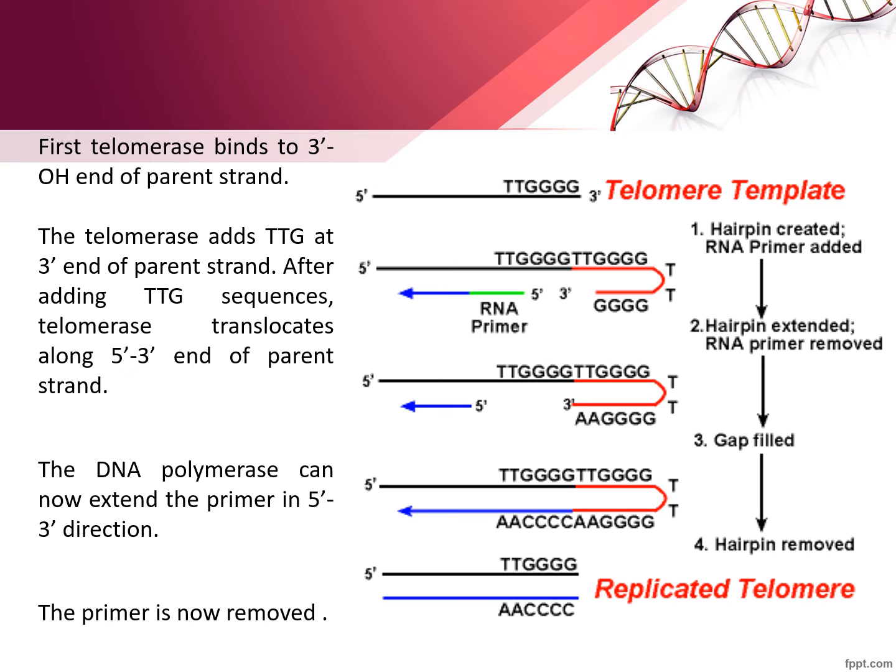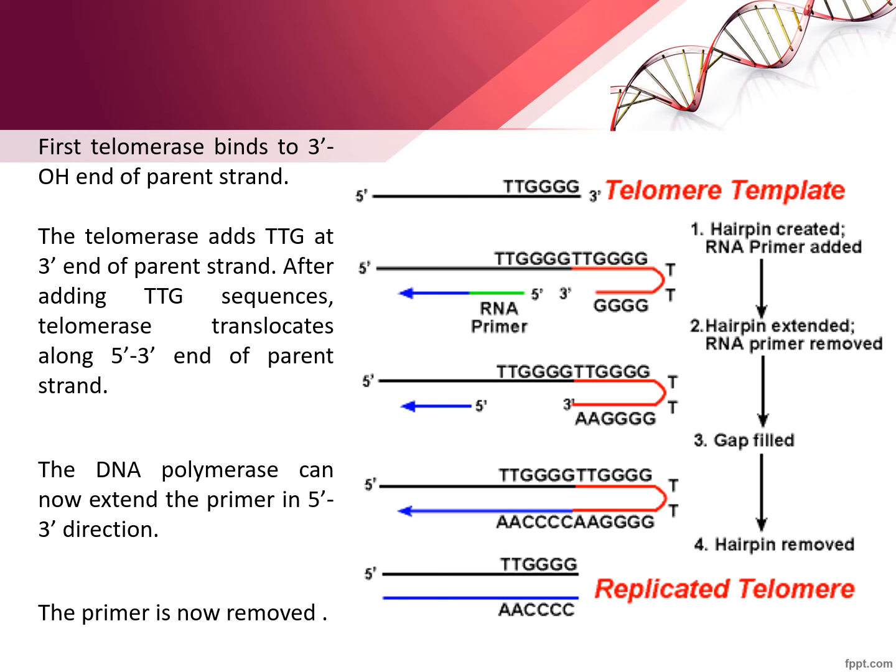Now, the telomerase adds GGGTTG to the 3' end by using its CCCAAC sequence. Again, telomerase translocates and adds GGGTTA sequence. This process is continued many times. The parent strand becomes longer than the daughter strand.